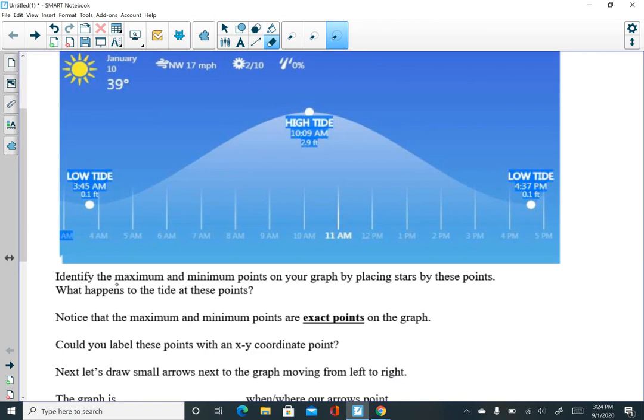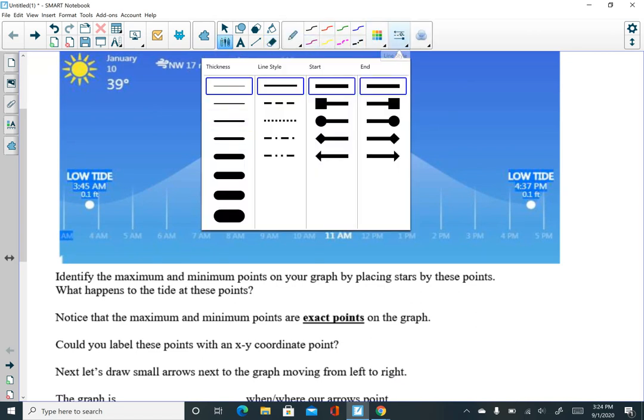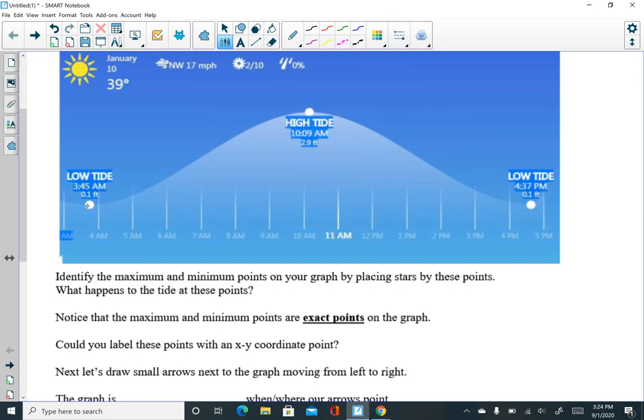Here it says to identify the maximum and minimum points on your graph by placing stars by those points. So hopefully you would agree as we look at this graph up here at the top that, okay, well, here at low tide, that's a lowest point. So I'm going to star that. That seems to be a low point, a minimum point. And then you follow that up to high tide, star that, because that would be a maximum point. Follow that back down to another low tide.